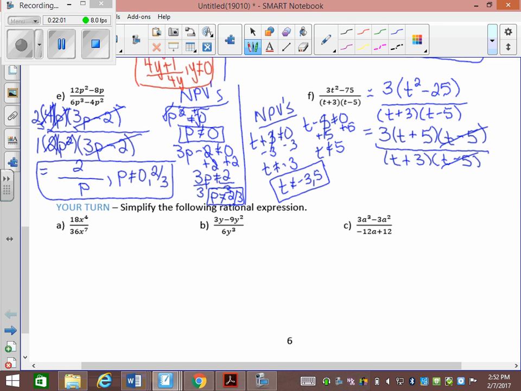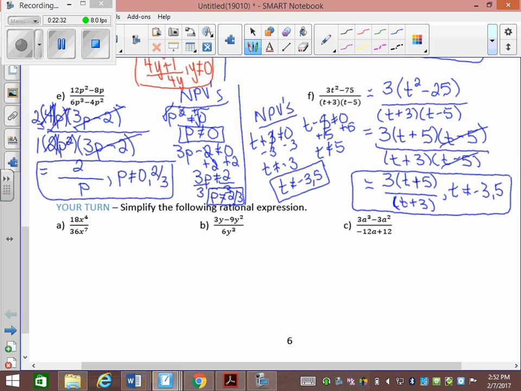Because they're different people, right? This one here is t plus 3. The only way t plus 3 is going anywhere is if there's a t plus 3 on the top. Is there? No. T plus 5 is only going anywhere if t plus 5 is on the bottom. No, and then this 3 is just there. Can't get any prettier than that. So it's just going to be 3 times t plus 5 over t plus 3. And then t can't equal negative 3 or 5.